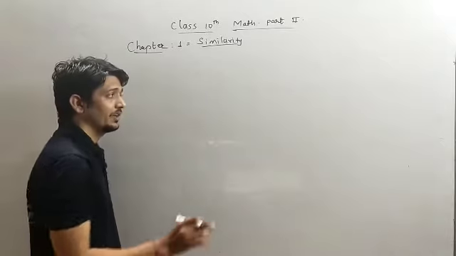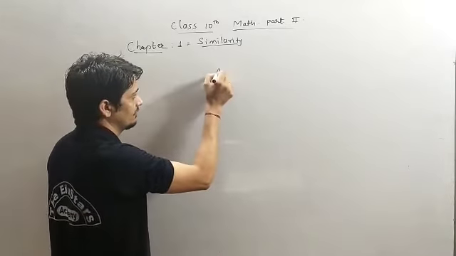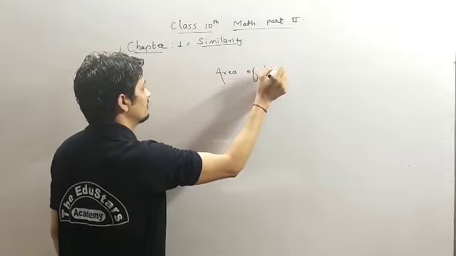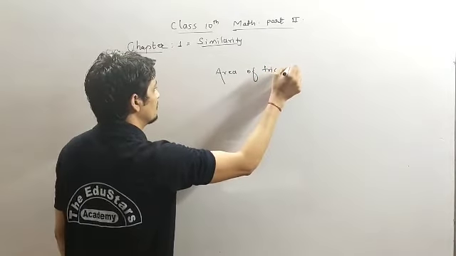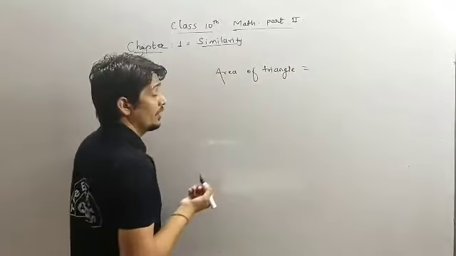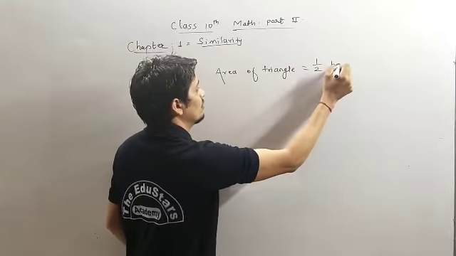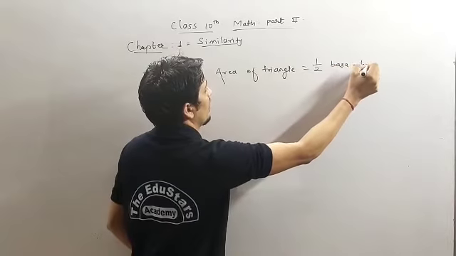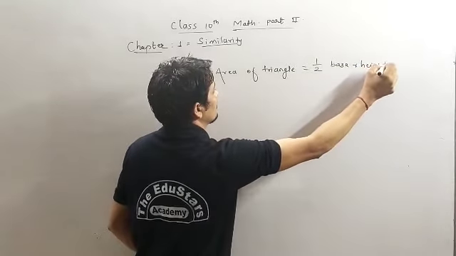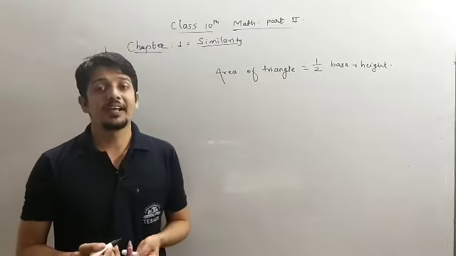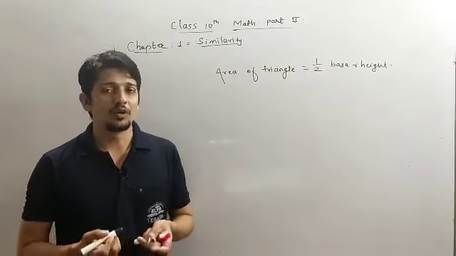So the area of triangle equals, what is the area of a triangle? It is half of base into height. This formula is going to be used in this chapter many times, so you have to remember this formula.